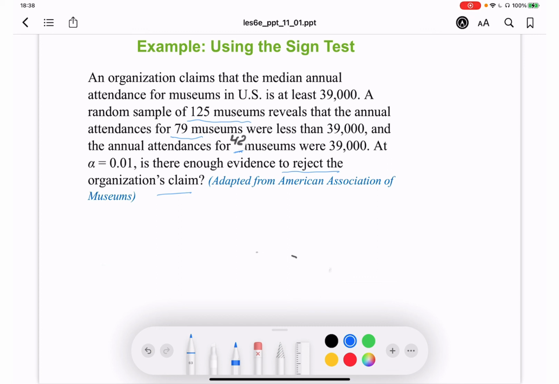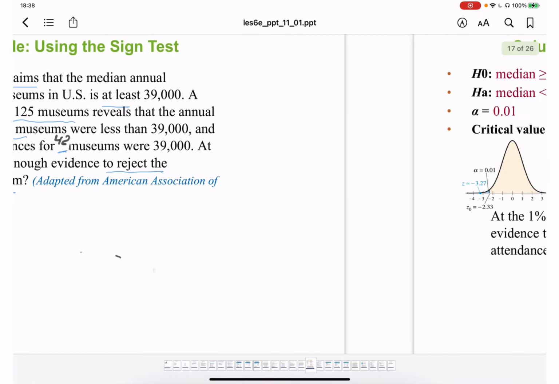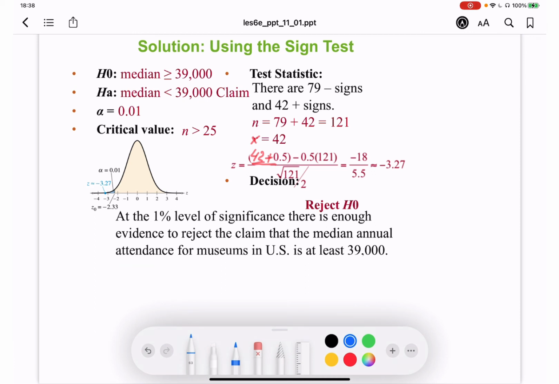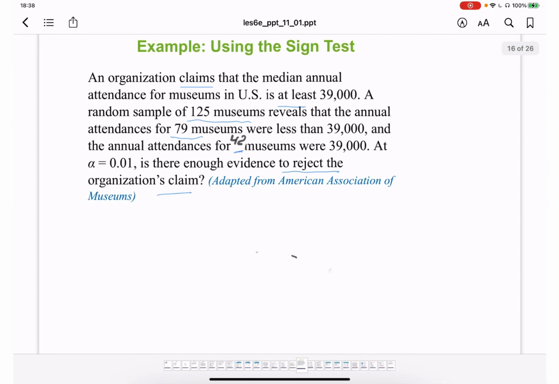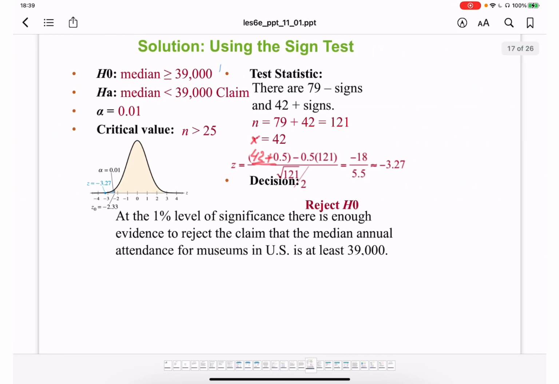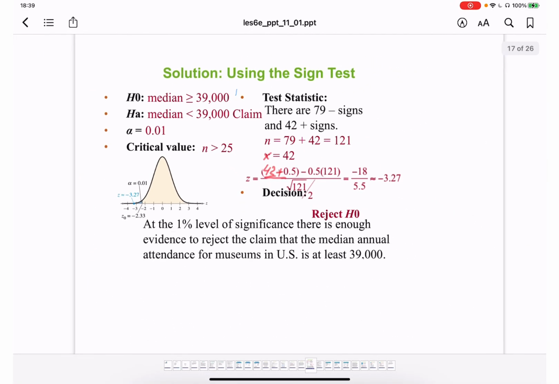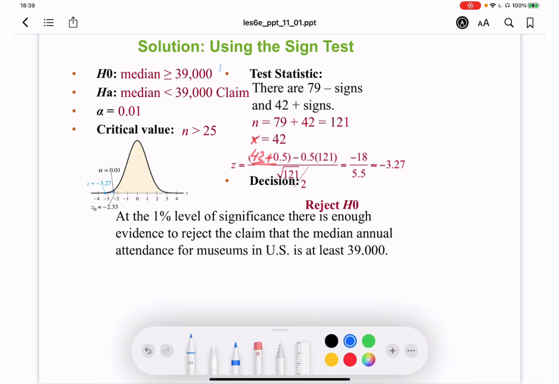Okay, so this is our claim, that the median annual attendance is at least 39,000, at least meaning greater than or equal. So our claim, yet again, is going to be our null hypothesis. So here we have 39. Hold on, it says at least, no? An organization claims that the median attendance for museums is at least 39. Now the question is, is there enough evidence to reject the organization's claim? Okay, but our claim is this one. This is wrong. The claim is greater than or equal to 39,000. This is going to be our claim.